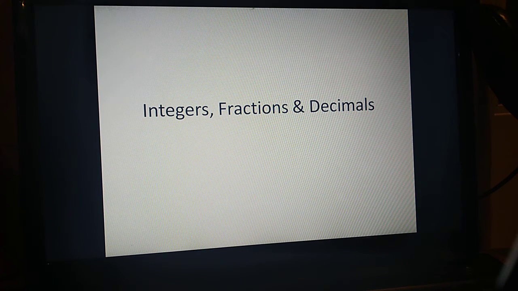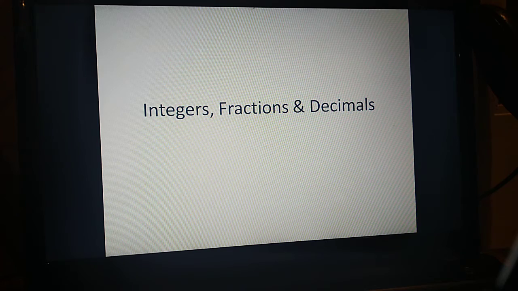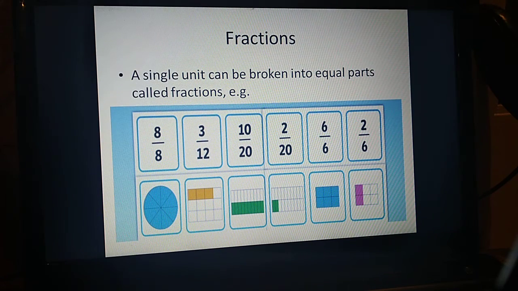Today we will talk about fractions. What is a fraction? A fraction is what we get when we divide a single unit or break it into equal parts. Each one of these parts is called a fraction.